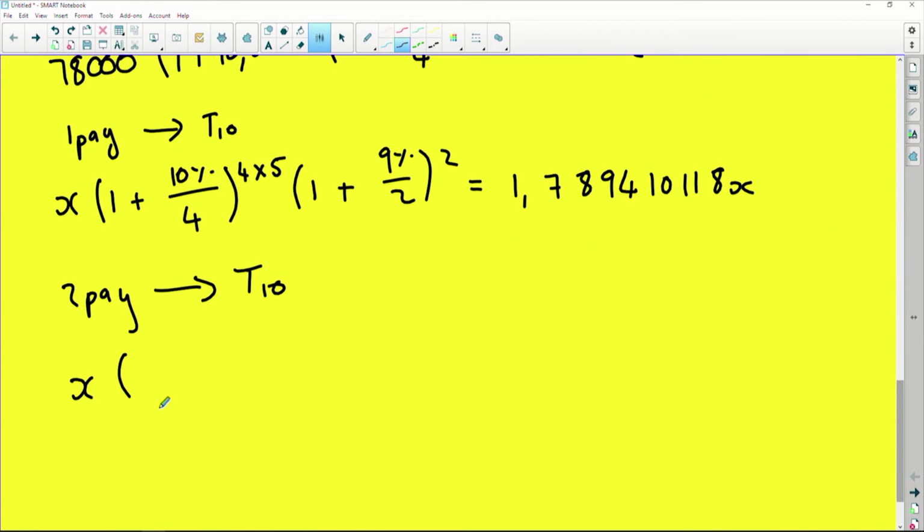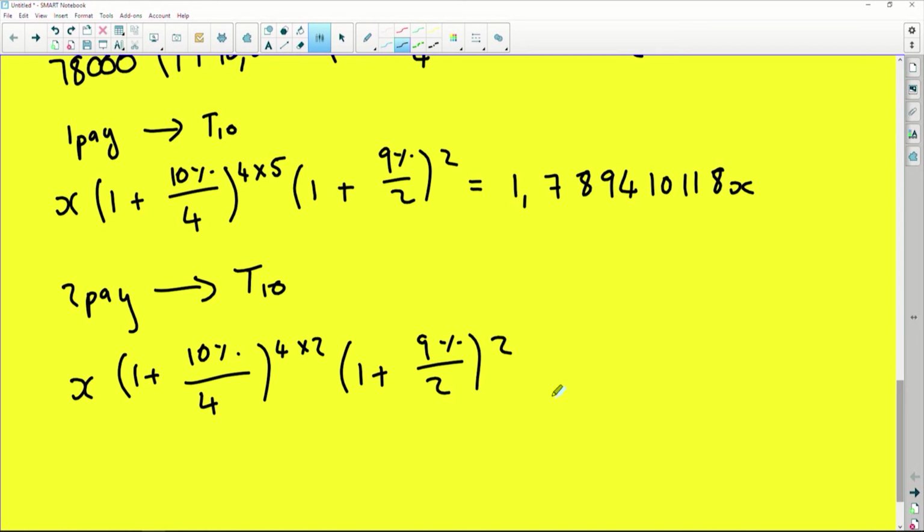I'm going to have then my second payment, 1 plus 10% divided by 4. And I'm taking that for another 2 years, so it's going to be 4 times 2. And then my last compounding period, which will be 9% for 2. And that's going to give me another same value for x.